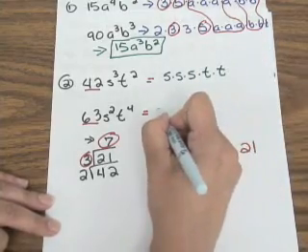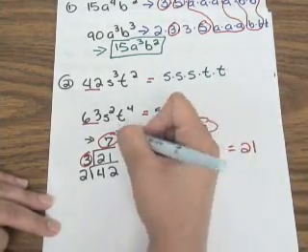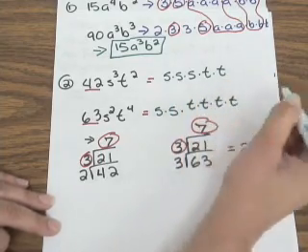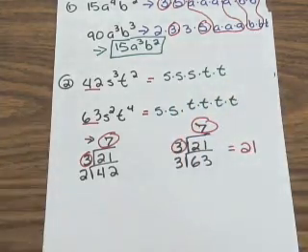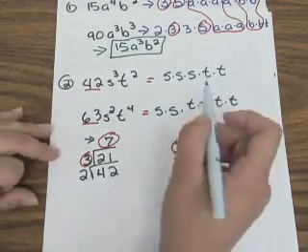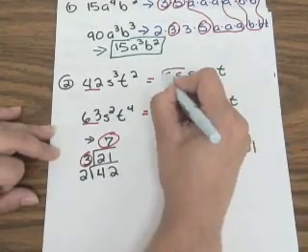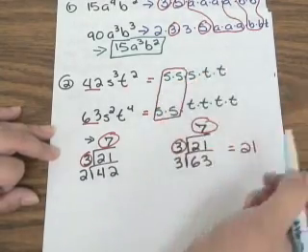Now again, you want to see how many of these variables they actually have in common. The first term has 3 s's, the second term only has 2, so they can only have 2 s's in common. For the t's, the first term only has 2, the second term has 4, so again they can only have 2 t's in common.